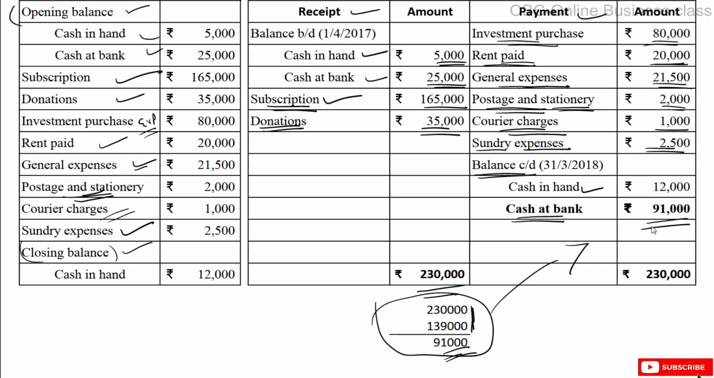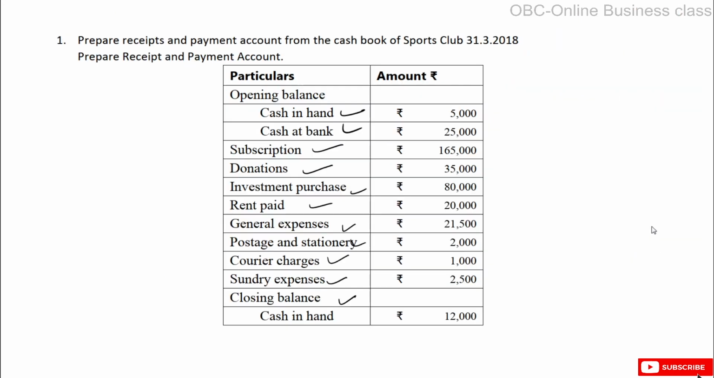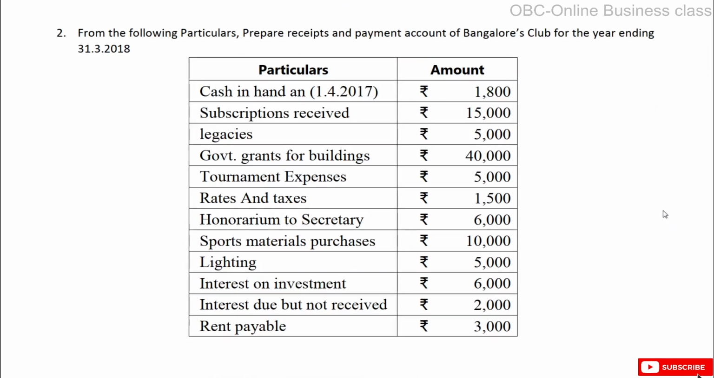So next, moving on to the next problem. Okay, now the second problem. First I will read out the problem. From the following particulars, prepare receipts and payments account for Bangalore Club for the year ending 31st/3/2018.